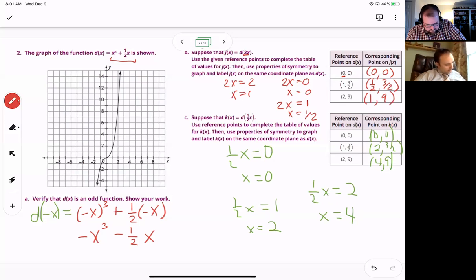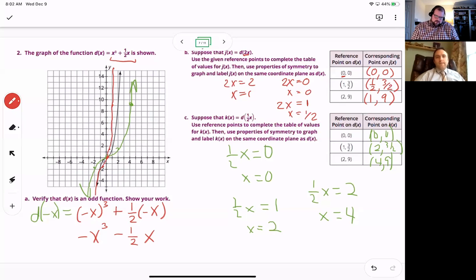We got to plot these. So 4, 9, 2, 3 halves, 0, 0. And then since this is odd, if I have 2, 3 halves, I'll have -2, -3 halves. And again, we can't plot the other piece. So my graph looks like this. I've got 0, 0. I've got 1/2, 3/2, which is like here. That's going to give me -1/2, -3/2. And then we got 1, 9, and we can't see the other part. So mine is going to look something like this.